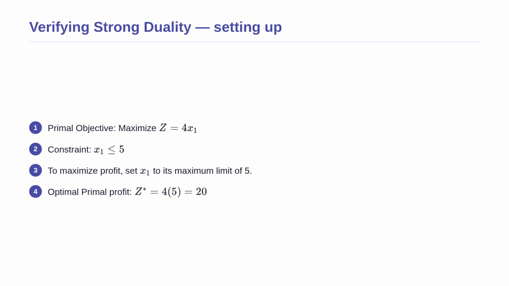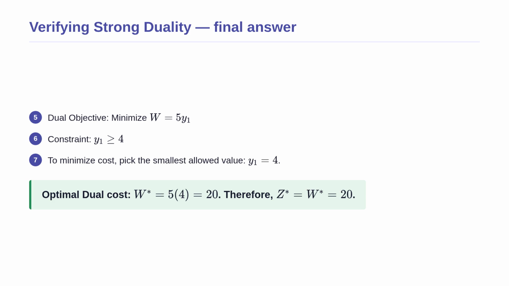It is obvious that to get maximum profit, we should make as many units as possible. So we set x1 to its maximum limit of 5. Calculating this, our optimal primal profit is $20. Now let us construct and solve the dual of this exact same problem.